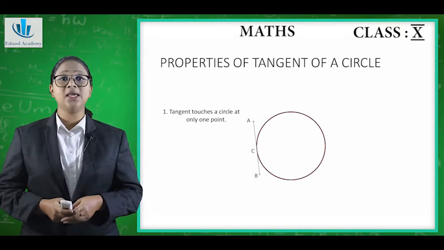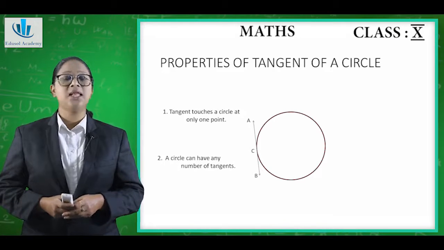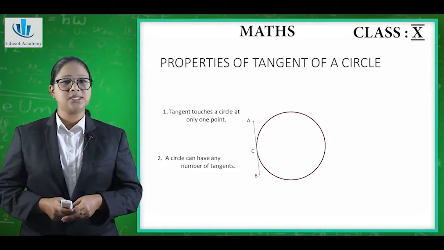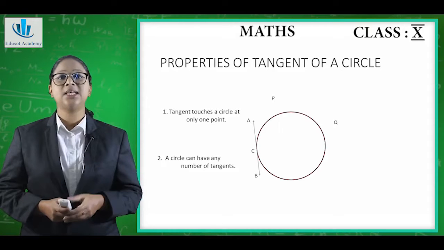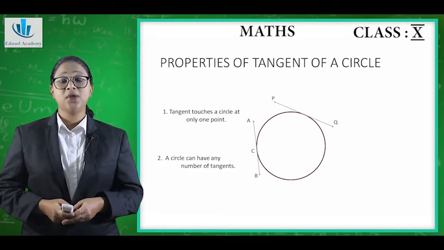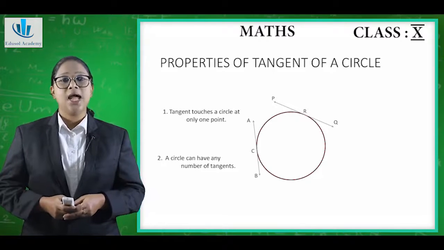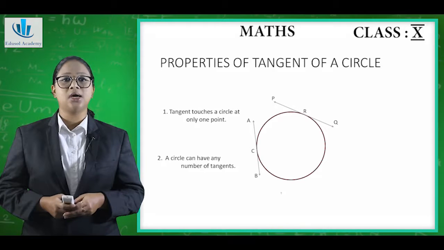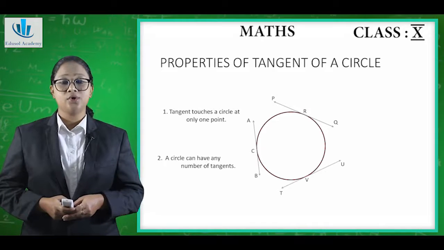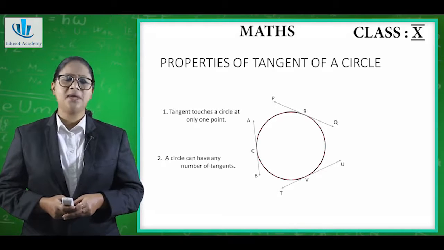Now the second property, a circle can have any number of tangents. You can see there is a tangent AB touching at C, there is a tangent PQ touching the circle at R, and there is a tangent TU touching the circle at V, and you can draw infinitely many tangents for a single circle.